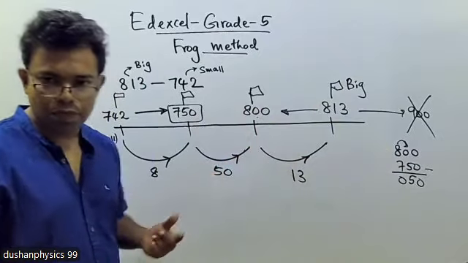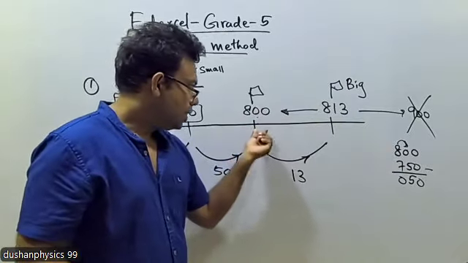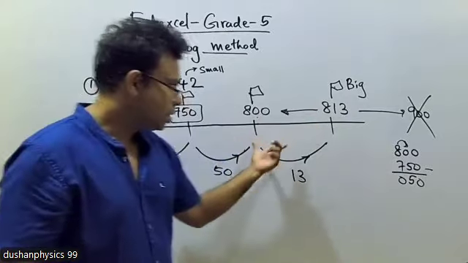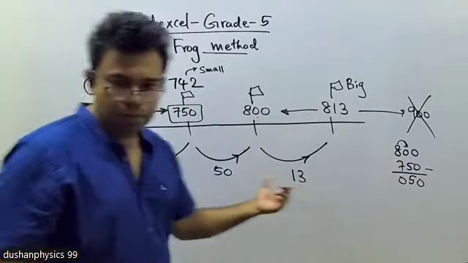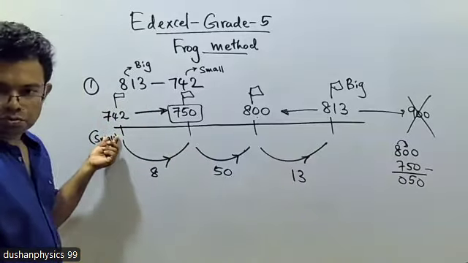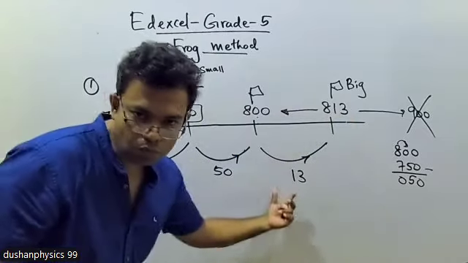That value is 50. After reaching 800, what is the gap between 800 and 813? That value is 30. So finally, now I have finished my work. I have selected the smallest one, I have selected the big one, and in between, I have done my homework.